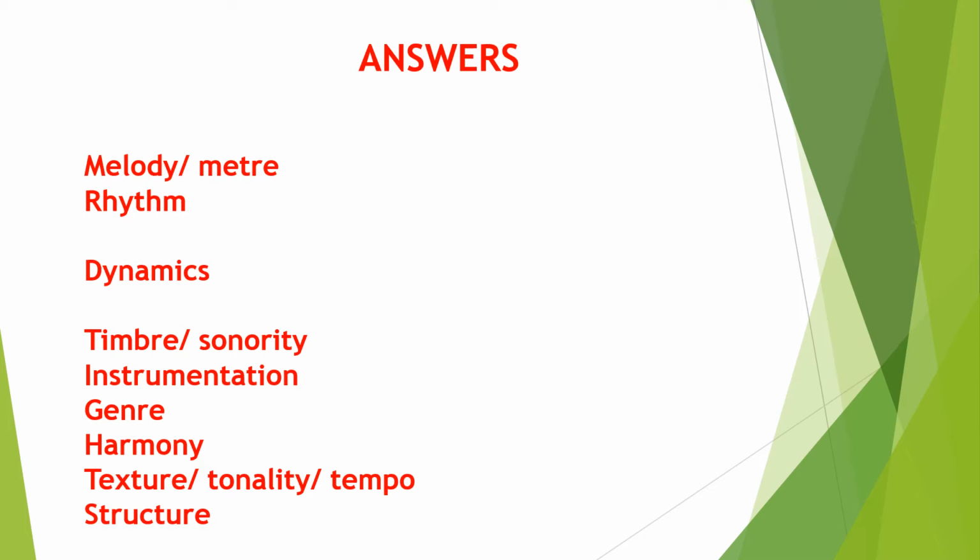For I, we have instrumentation. For G, we have genre. For H, we have harmony. For the other T, we have texture, tonality, and tempo. And for S, we have structure. Please pause the video now.